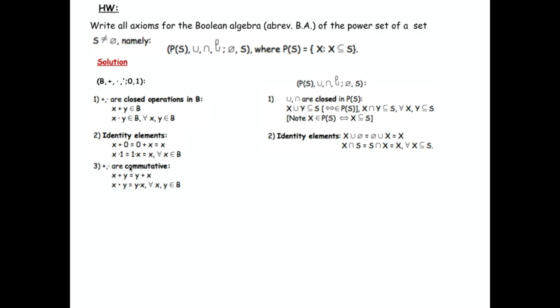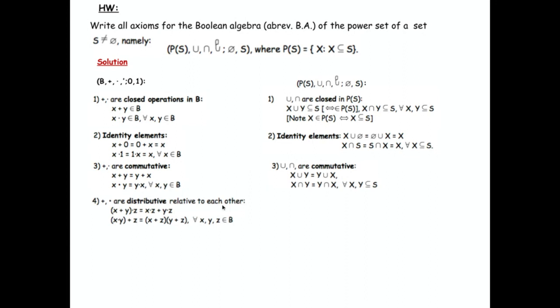Okay. Now we're going to translate commutativity. So X or Y is the same as Y or X. We'll do that first. So here we have it: X union Y is the same as Y union X. And then the second commutative rule is that X and Y are the same as Y and X for all X's and Y's in B. So the set version of this is X intersection Y is the same as Y intersection X for all X's and Y's in the subset S.